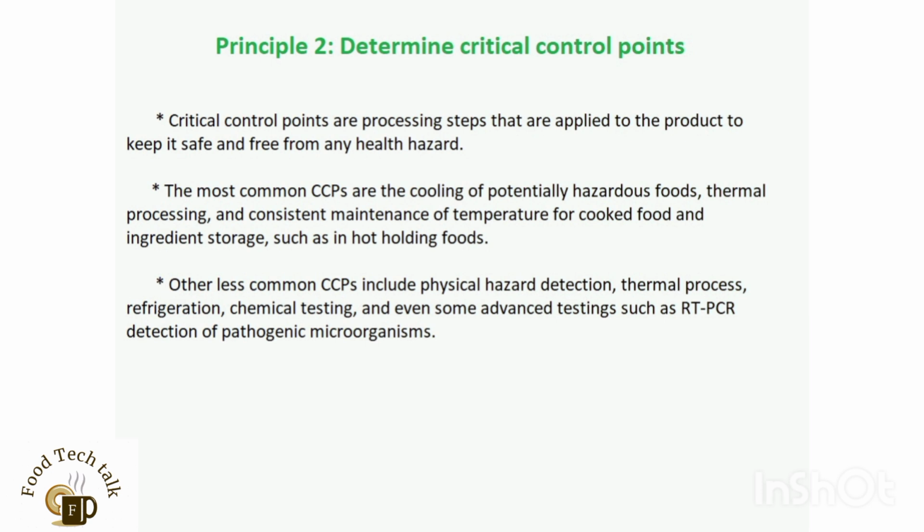Critical control points are processing steps that are applied to the product to keep it safe and free from any health hazard. The most common critical control points are the cooling of potentially hazardous food, thermal processing, and consistent maintenance of temperature for cooked food, and ingredient storage such as in hot holding foods. Other less common CCPs include physical hazard detection, refrigeration, chemical testing, and even some advanced testing such as RT-PCR detection of pathogenic microorganisms.